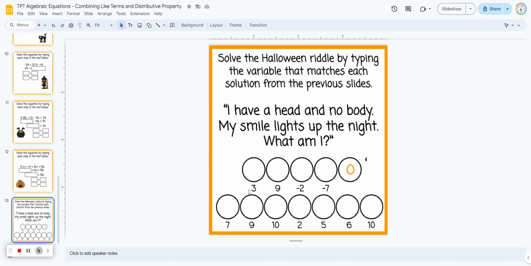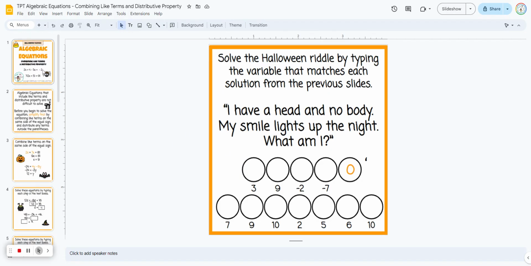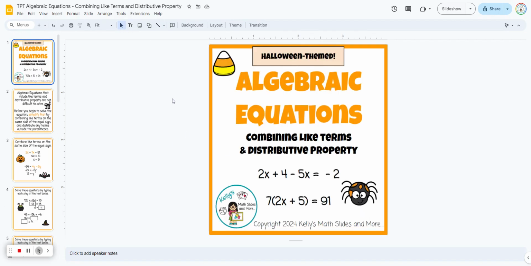Now on the final slide, we've got all the answers from the previous slides. They're going to go back and they're going to find the variable that goes with each of these answers. And they're going to type in that variable in order to solve the Halloween riddle. So if they've done all these problems correctly, they will correctly solve the riddle. So that is algebraic equations, combining like terms and distributive property, Halloween themed.